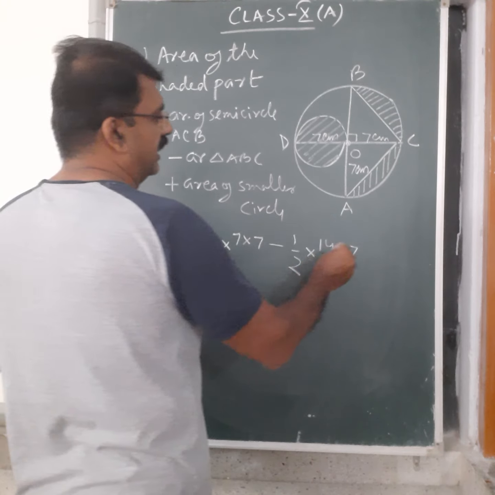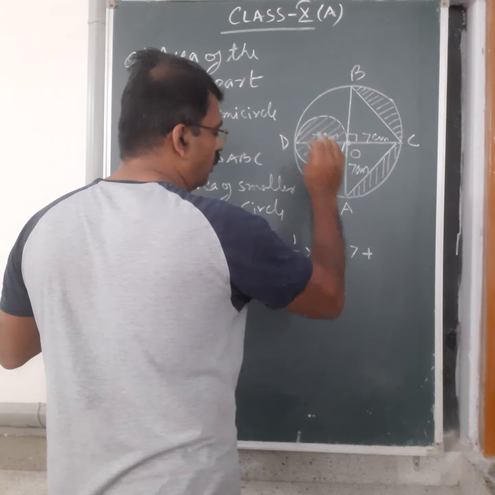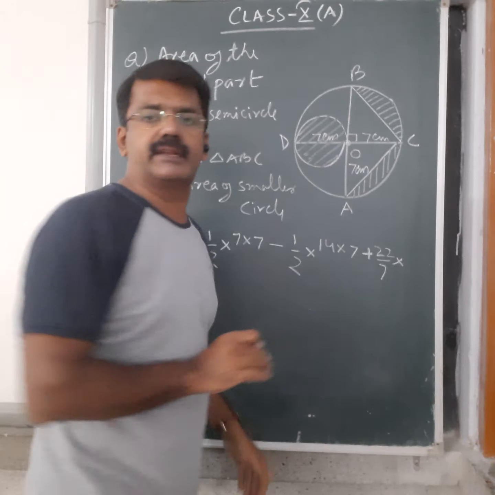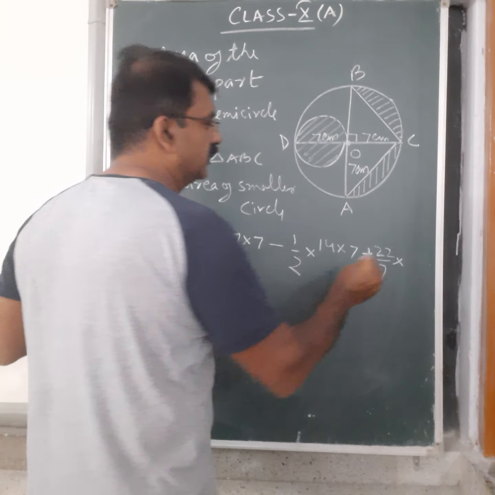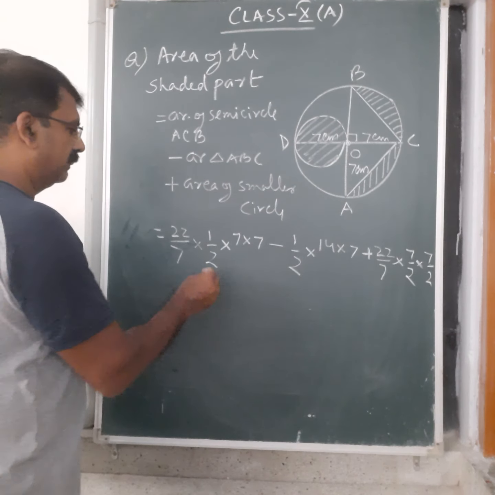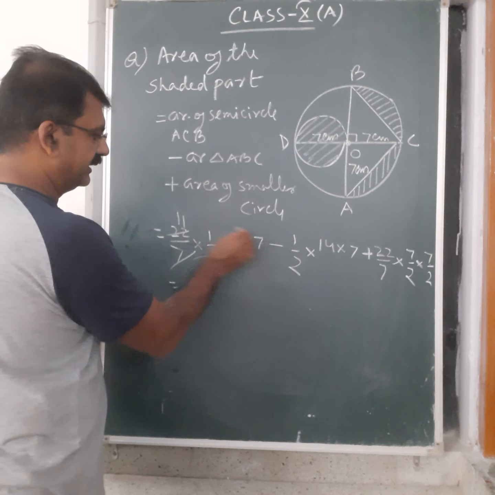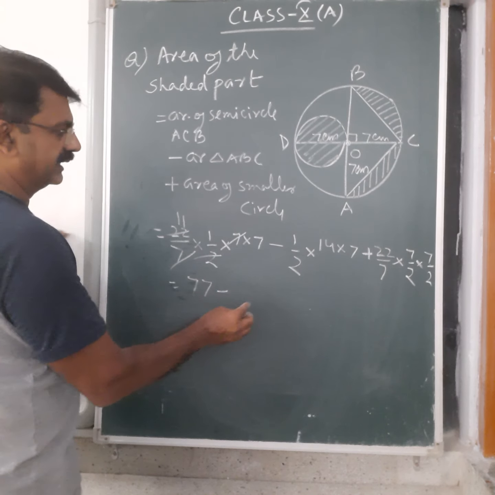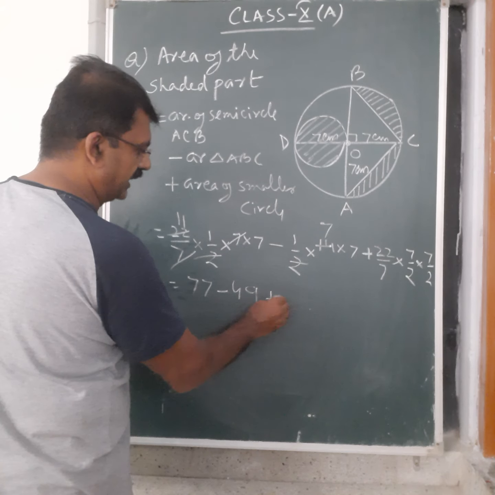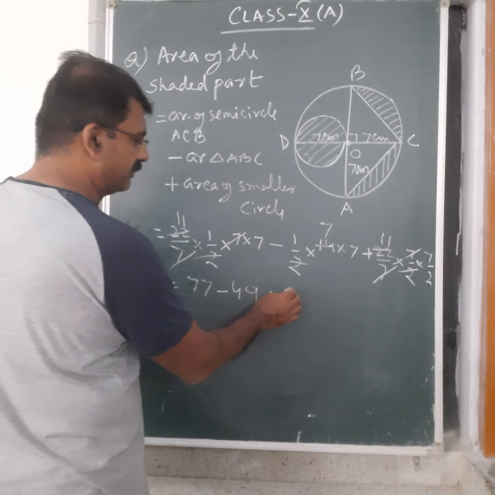And in this area you add the area of the smaller full circle. So pi r square. Now here the diameter is 7. So the radius will be 7 upon 2. So you write down 7 by 2 into 7 by 2. Now you see this 7 cancels out. 2, 11. 11 into 7 is 77 minus 49 plus, you cancel this 7, 11, so 77 upon 2.